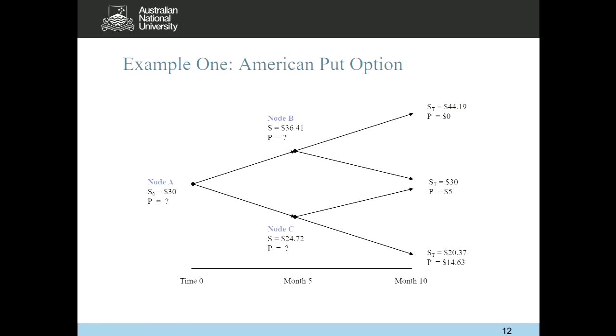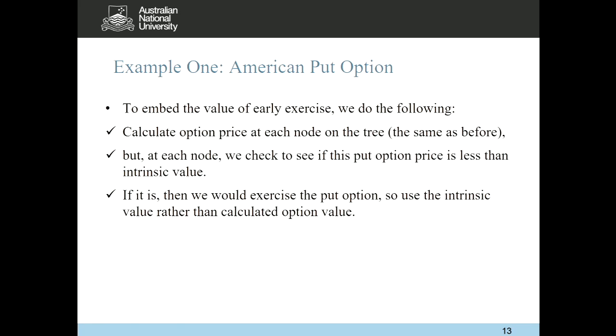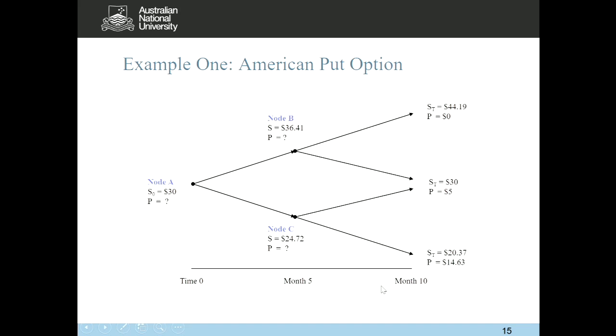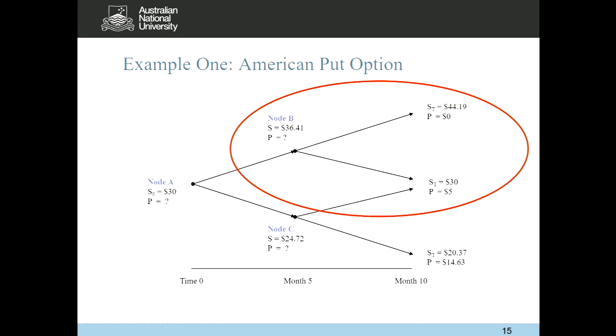So again, the same old tree, the tree we just drew. And as I mentioned, there's no other way but to tediously work from the right to the left. We've done this calculation before. We know what the U and the D are, and we also know the risk-neutral probability exactly as we calculated before. All right, so this time let's start from the upper right branch.